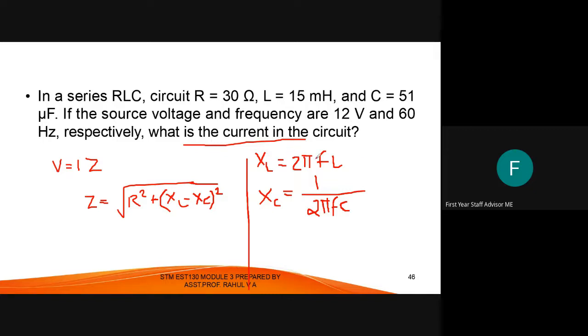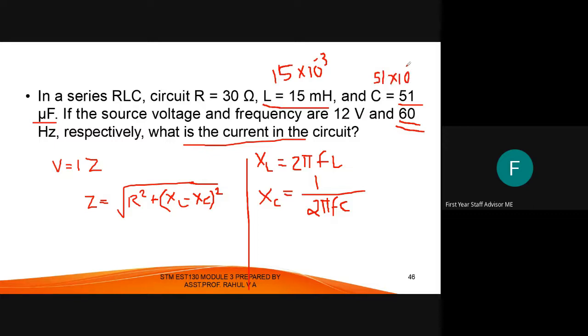2 pi കോൺസ്റ്റന്റ് ആണ്. F is 60 hertz, it is given in the question. And L is also given, 15 millihenry, that is 15 into 10 raised to minus 3. അത് നമുക്ക് XL കണ്ടുപിടിക്കാം. XC is 1 by 2 pi F C. 2 pi F നമുക്കറിയാം. C is also given, 51 microfarad. So that means 51 into 10 raised to minus 6 farad.